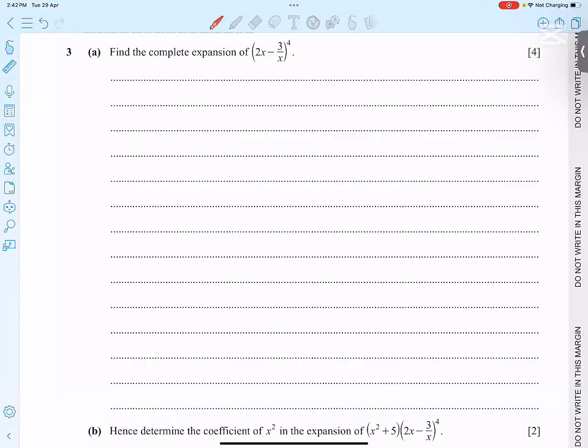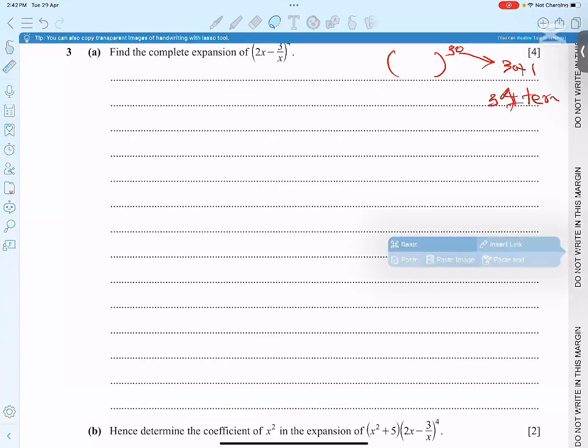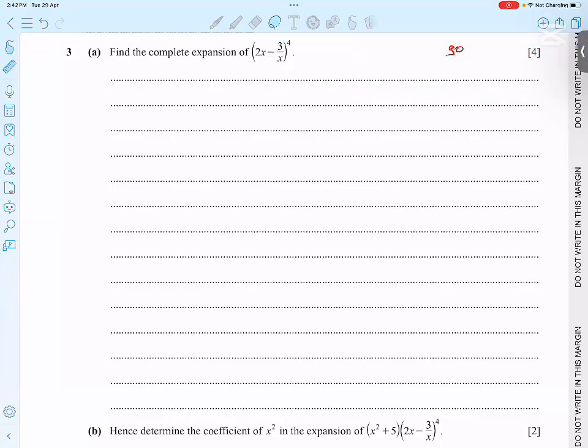Question number 3, we have, students, find the complete expansion. Make sure of one thing: if the power is 3, we have 3 plus 1 terms. So 4 terms we have in total. If the power is 30, then we have 31 terms. So always the terms are 1 more than the power. Power is 4, so we have 5 terms confirmed. How to find it? So let's see how we can do it.